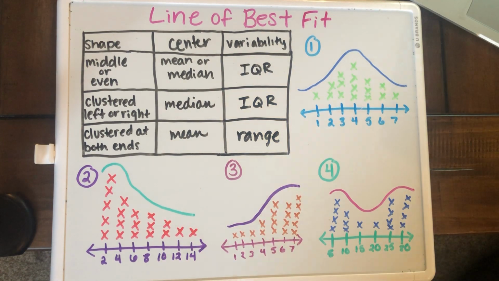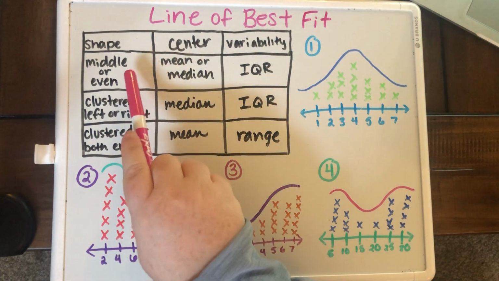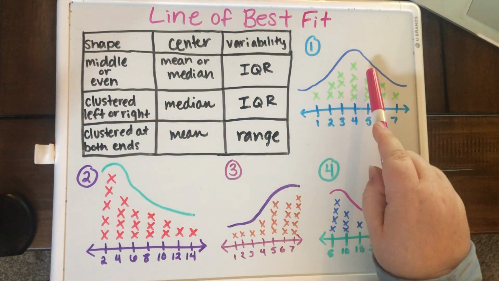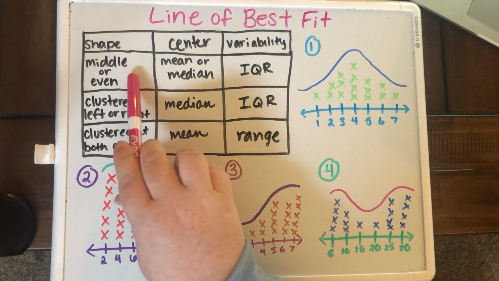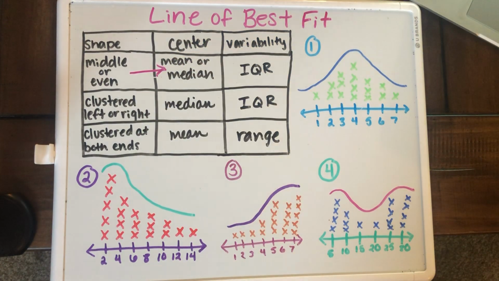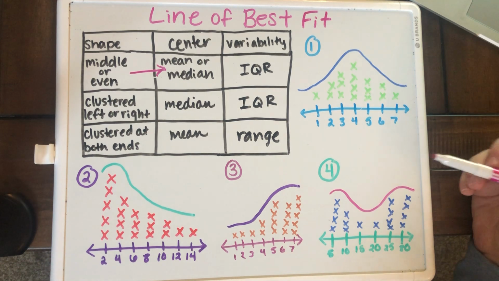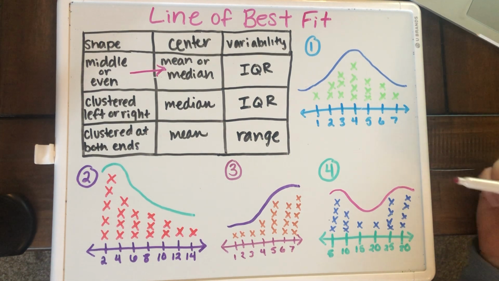Okay, so if our line plot has a middle or even shape, which we said was number 1, then that means that the center of our data will either be the mean or the median. It could be either. And that will be an answer choice. You're not going to have to just assume either the mean or the median. Mean or median will be one answer choice as itself.